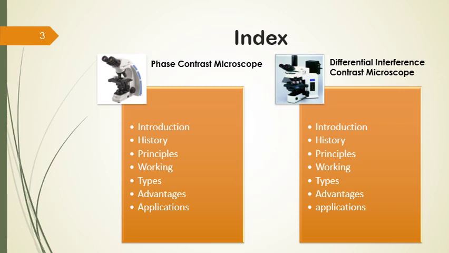So in this lecture we reveal some attributes related to these two types of microscopy. The first one is the type of light compound microscope, that is phase contrast microscopy, and the second one is differential interference contrast microscopy. First of all, we have the introduction of these two microscopes, then we reveal their history, then we will discuss the working principle, then the different types, and in the end the different advantages and applications.